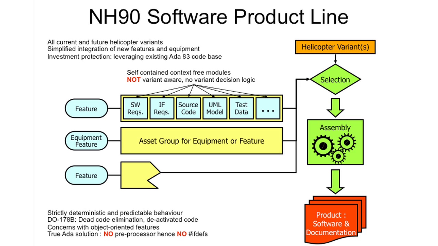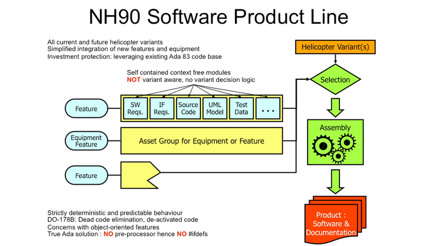So what comes in is a set of helicopter variants. And there's also a specialty here. We do not make software for a single helicopter variant, but usually for a set of helicopter variants. So a single executable runs or may run on different variants. So the executable must detect the actual variant it's running on and then select the functions which are needed for that.